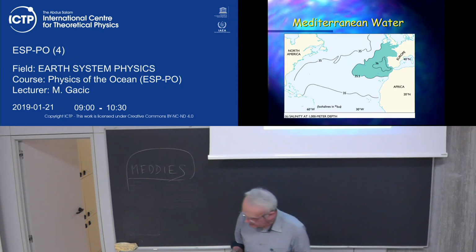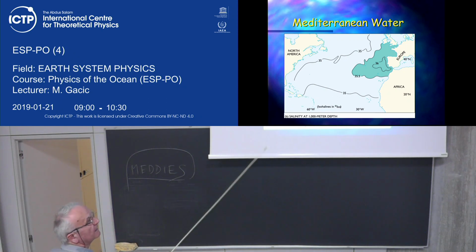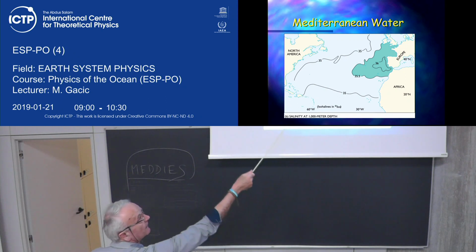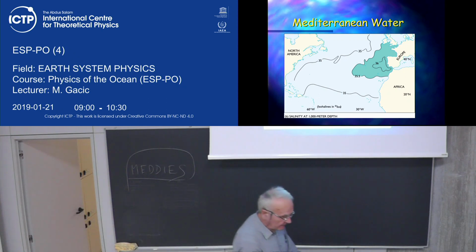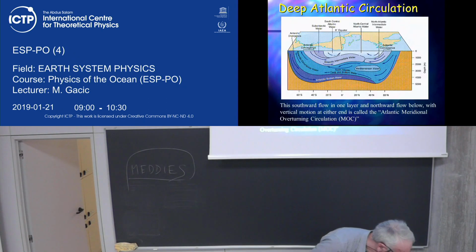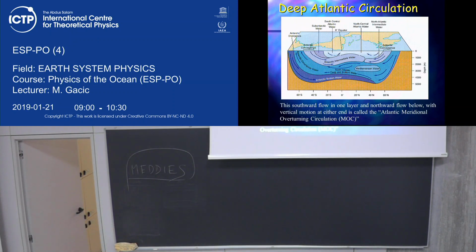And that's the salinity. Salinity more or less shows the same feature, shows this extension toward the American continent, and it's extending toward the polar area. So it's quite an important area covered by this Mediterranean water. Okay, so this is how the deep Atlantic circulation looks like.